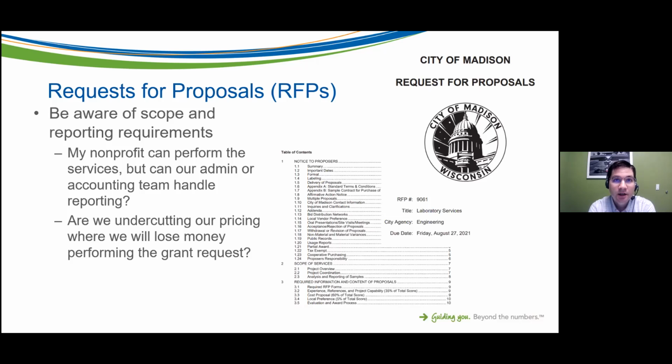And then RFPs, as I mentioned, often look at costs, but is your pricing too low? Are you undercutting yourselves to secure this contract? You may end up losing money on something you thought you could provide for $100,000, and they gave you $100,000, but then by the time you went through labor and supplies, it ended up costing $200,000. That's not a recipe for success.